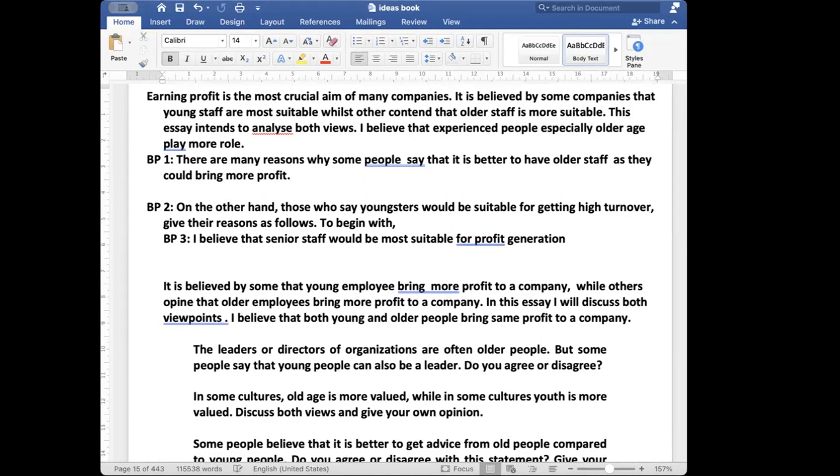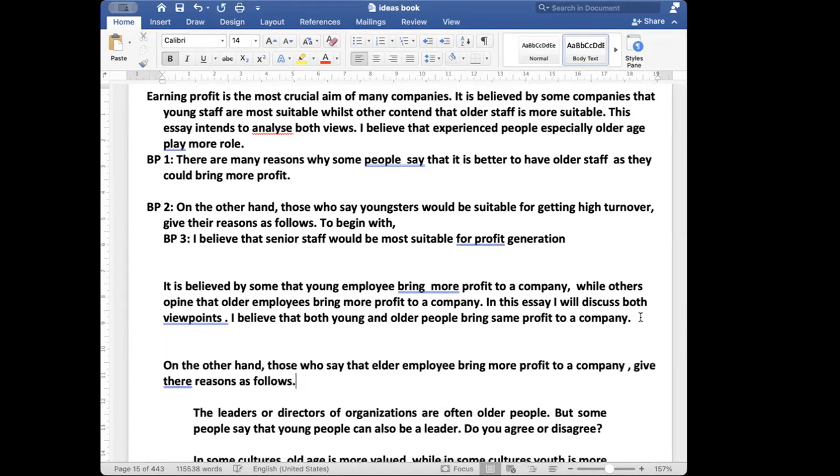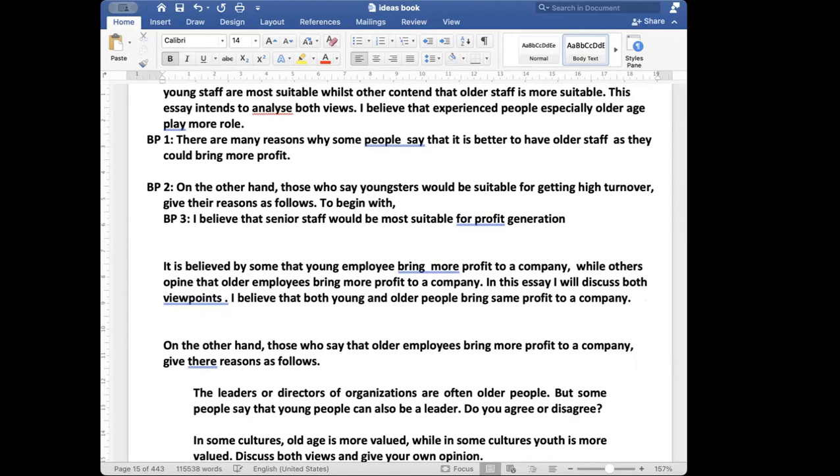On the other hand, those who say that older employees, older, not elder, bring more profit to a company, give their reasons as follows. Okay, here a comma. Then the next line is, I believe that both young and old employees bring equal profit. Okay, good. Honey is done.